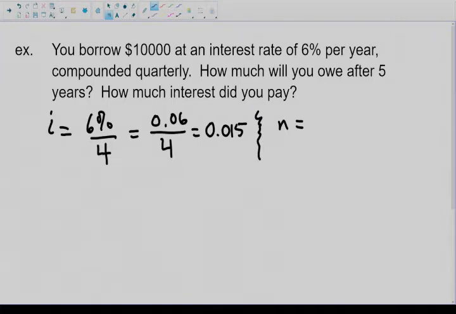And then our N value is how many interest payments are we getting over the life of the loan? Well, the life of the loan is 5 years, but we're getting 4 payments per year. So after 1 year, we'd have 4. After 2 years, we'd have 8. How many would we have after 5 years? Well, we'd have 20 interest payments.